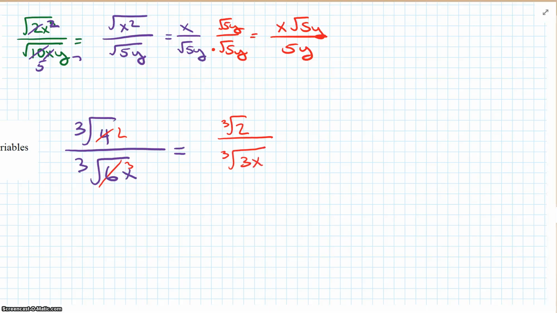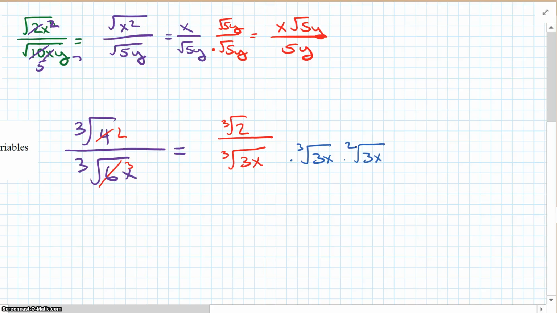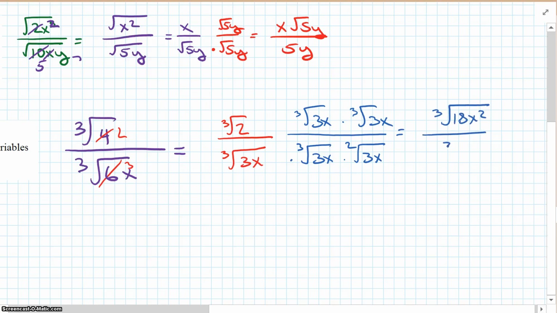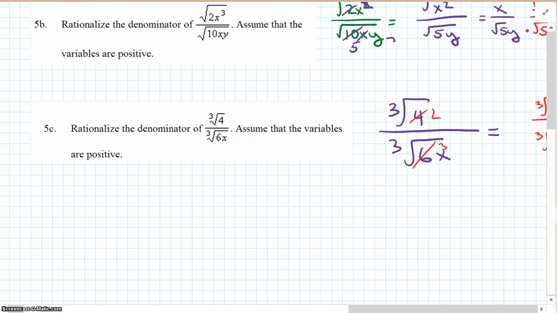Now I need to multiply the bottom. Since it's a cube root, I need to multiply it by the cube root of 3 twice. And if I do that twice on the bottom, I've got to do it twice on top. So that's going to be the cube root of 18x squared, which doesn't simplify, over 3x. And we did that one earlier, I think.